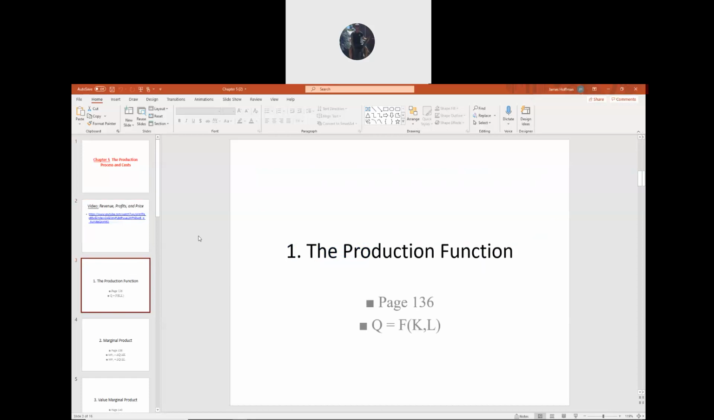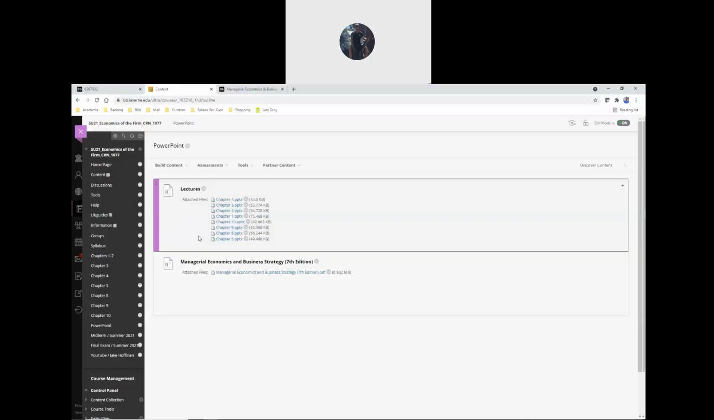The first thing we're going to cover is something called the production function. You might be familiar with this concept or simple model. It shows how output is produced, and it's a function of the 2 basic inputs, which are capital and labor.